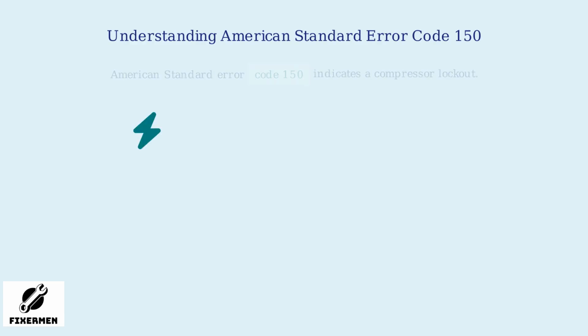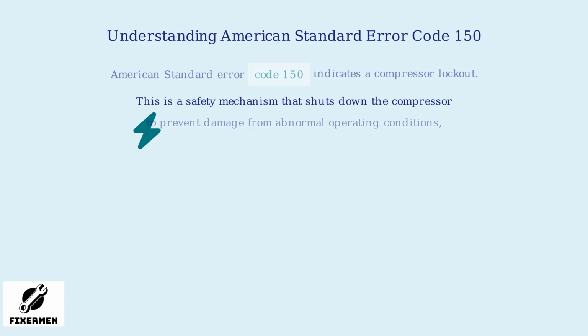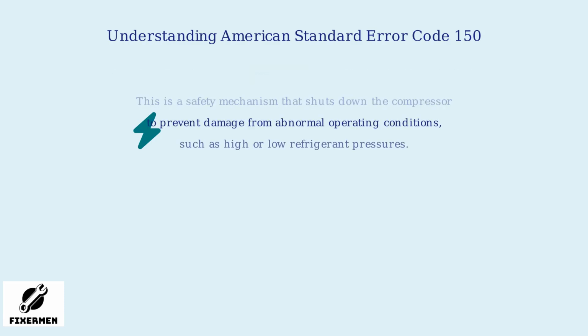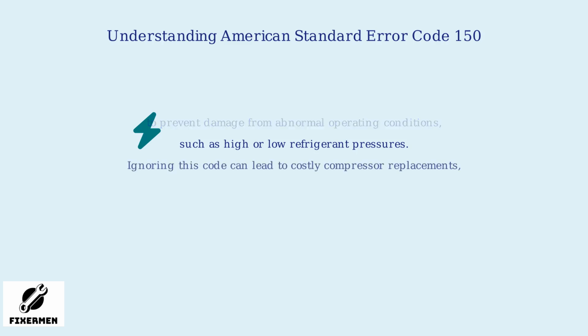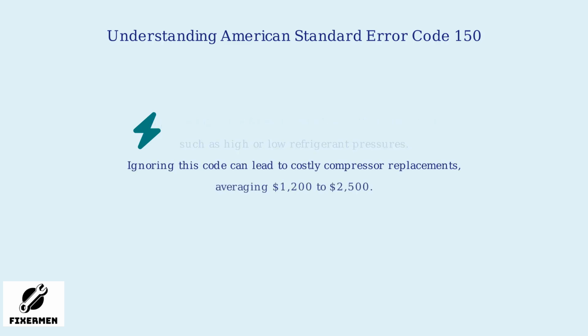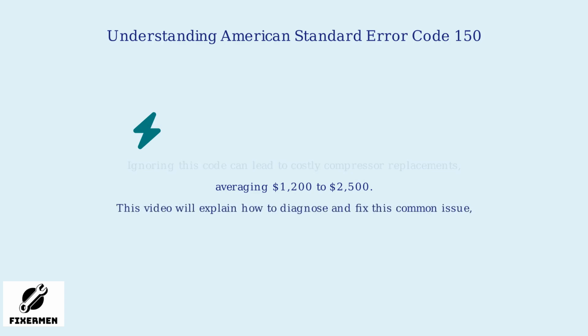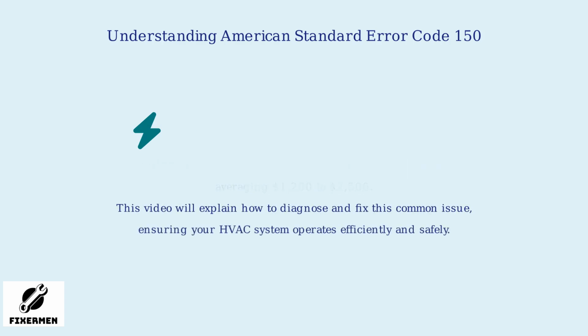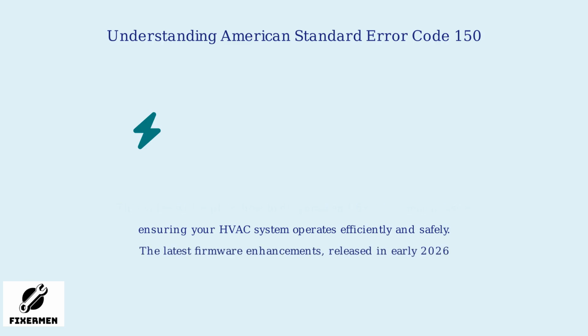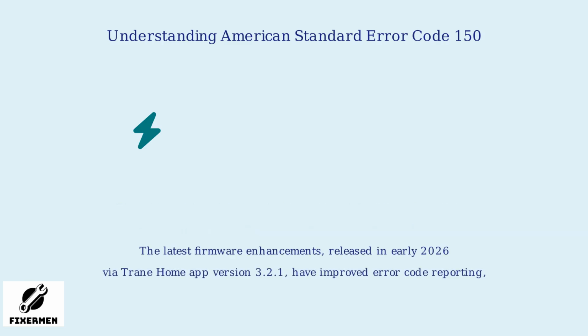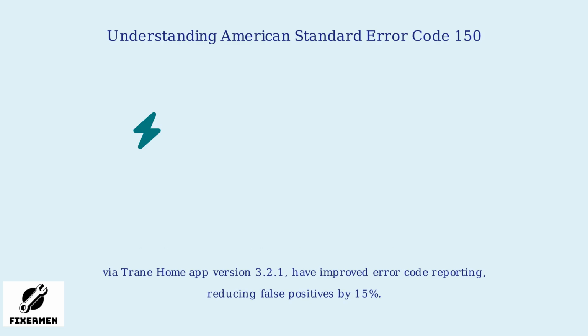American Standard Error Code 150 indicates a compressor lockout. This is a safety mechanism that shuts down the compressor to prevent damage from abnormal operating conditions, such as high or low refrigerant pressures. Ignoring this code can lead to costly compressor replacements, averaging $1,200 to $2,500. This video will explain how to diagnose and fix this common issue, ensuring your HVAC system operates efficiently and safely.